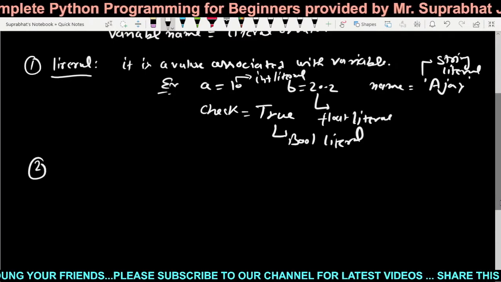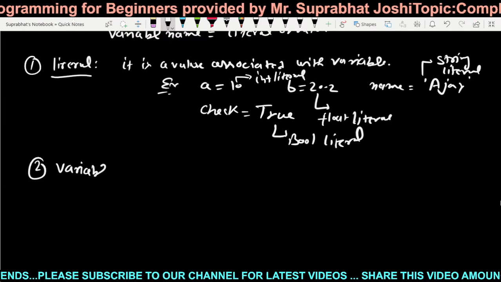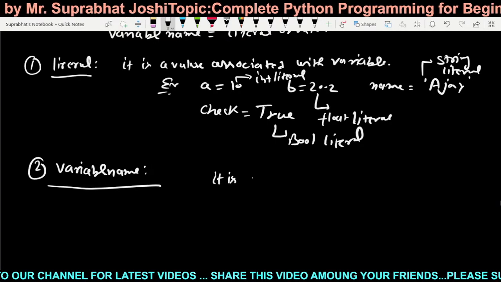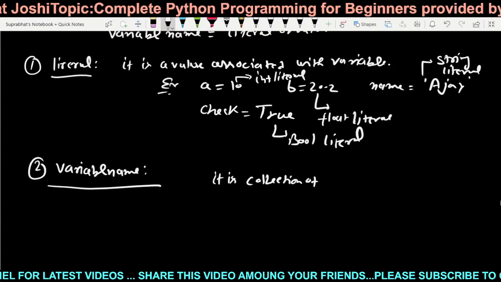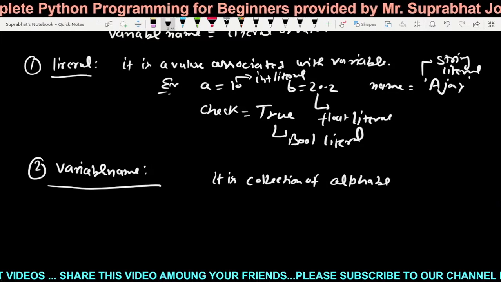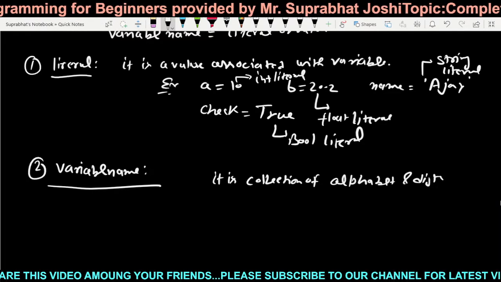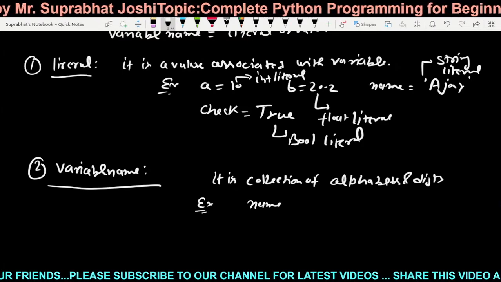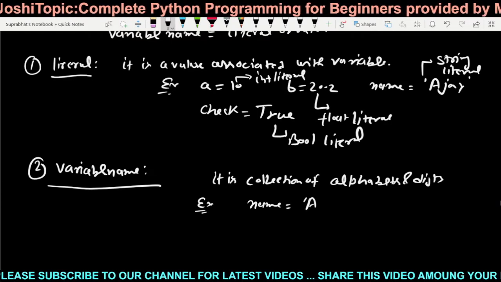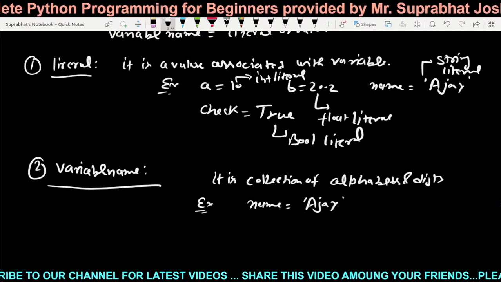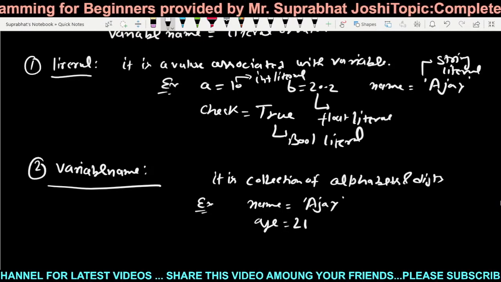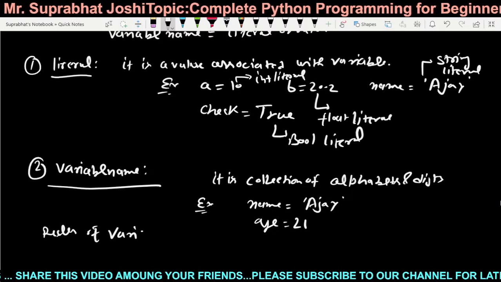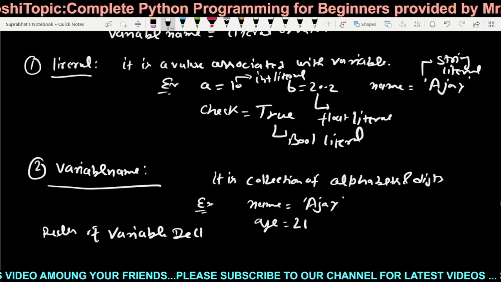Now the second thing is the variable name. It is a collection of alphabets and digits. Example, name equal to Ajay or age equal to 21. Rules of variable declaration.